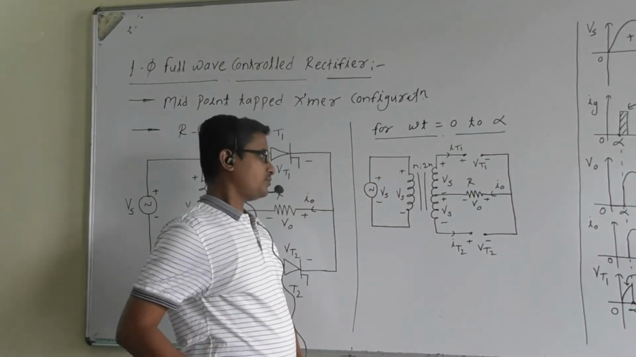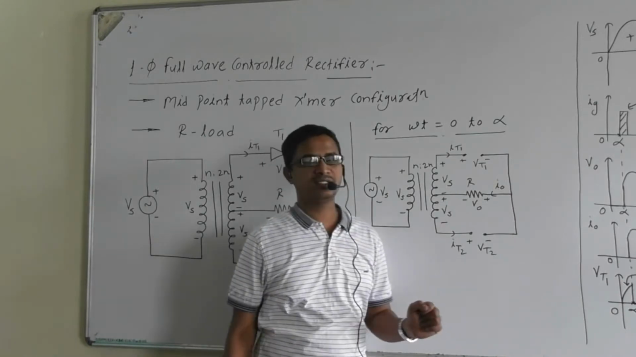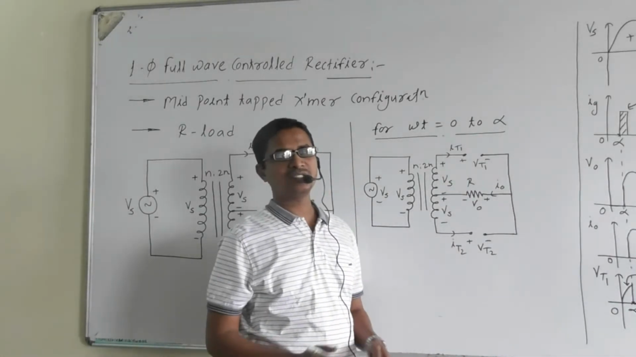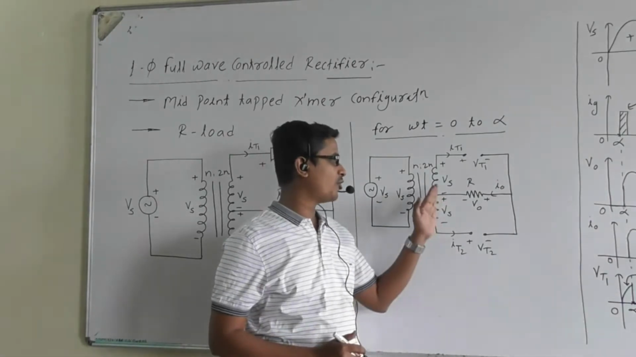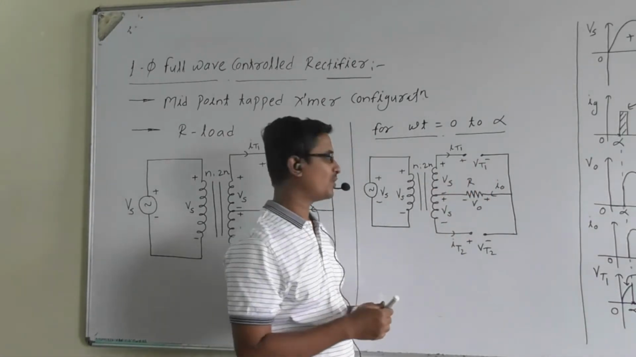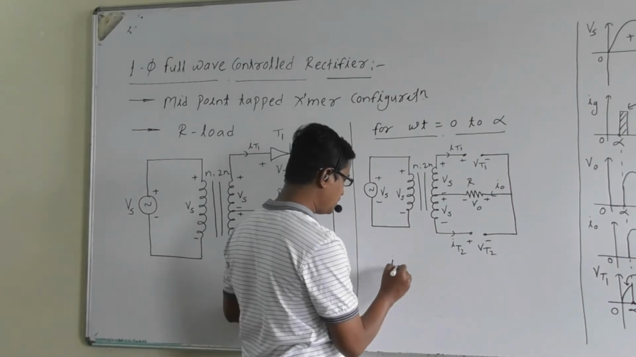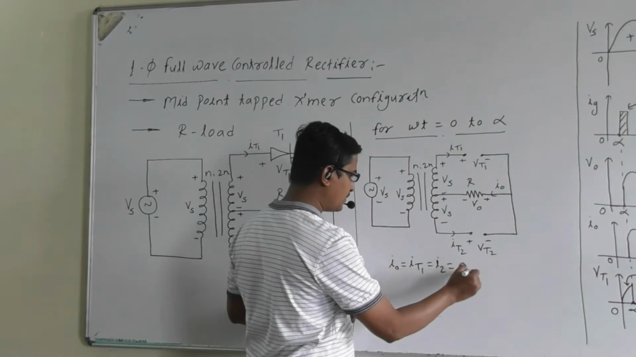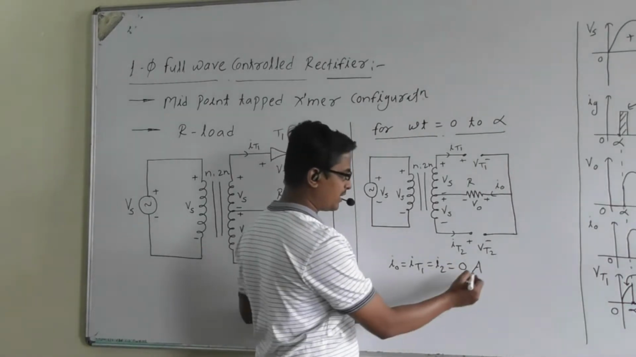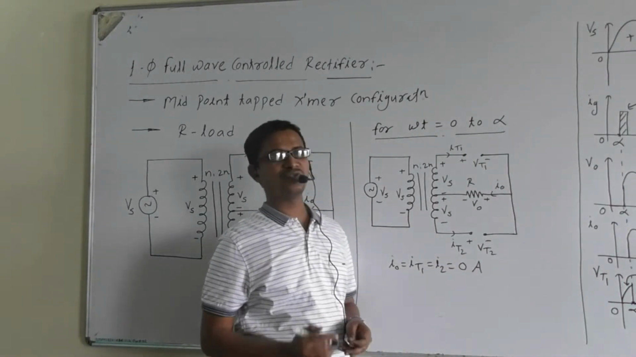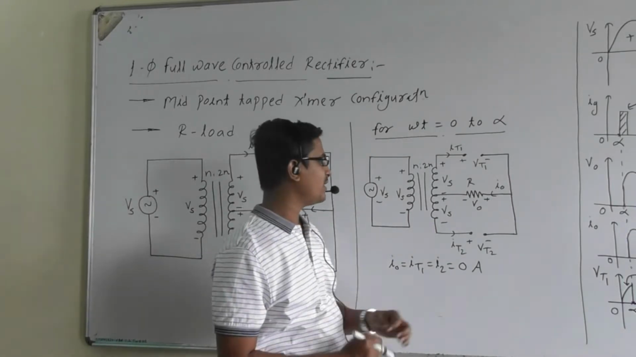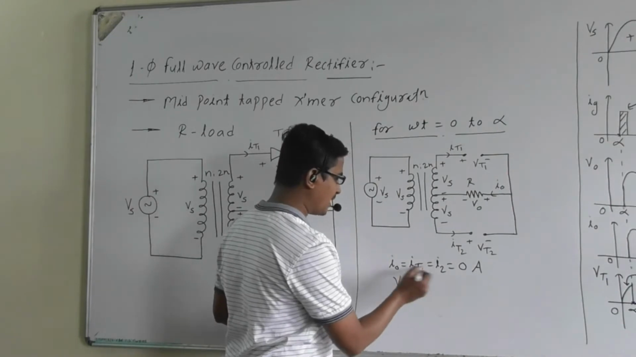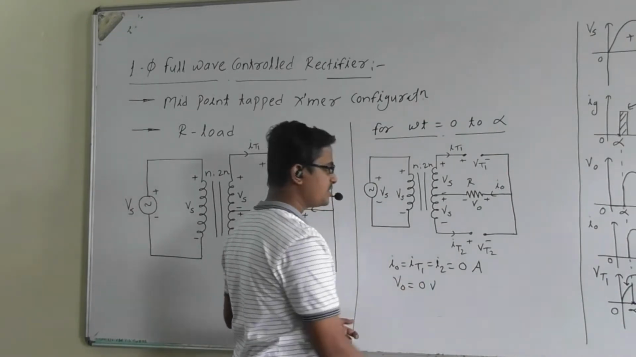Now, in this case, as both the thyristors are in the off state, what is the current in the circuit? Will the current flow from the source towards the load? No. So what is I0? Yes, I0 is equal to IT1 is equal to IT2 is equal to 0 ampere, right? Are you getting the point? Next, can we write V0? V0 is equal to I0 times R, so it is equal to 0 volt.